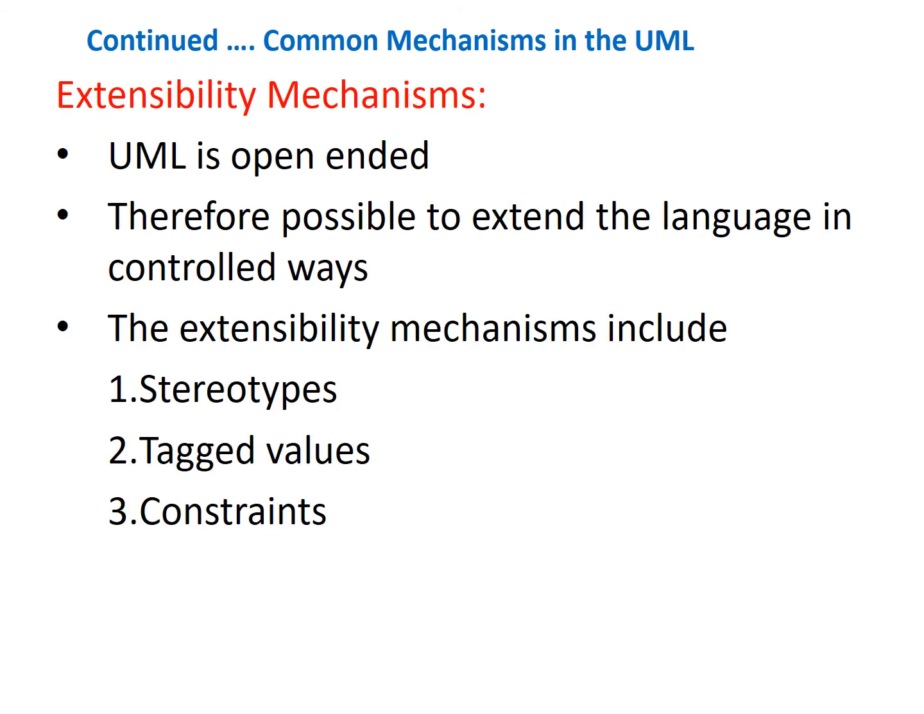Now we come to the extensibility mechanism. The UML provides a standard language for writing software blueprints. The UML is open-ended, making it possible for you to extend the language in controlled ways. The UML's extensibility mechanisms include stereotypes, tagged values, and constraints.